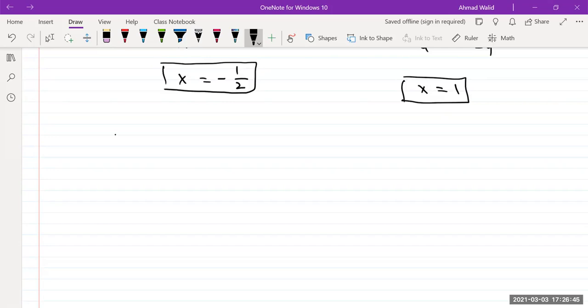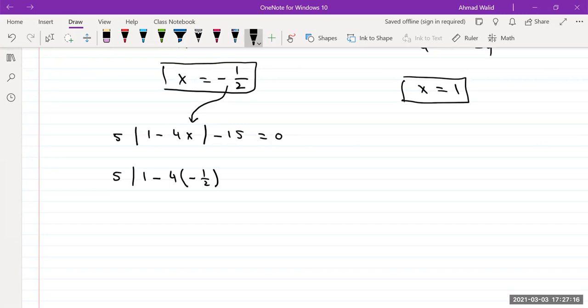The original problem was 5 absolute value of 1 minus 4x, minus 15 equals 0. Correct? Or you can put it equal to 15. It doesn't matter which way you go. Just check your answer. Plug in negative 1/2 first: 5 absolute value of 1 minus 4 times negative 1/2, minus 15 equals 0.